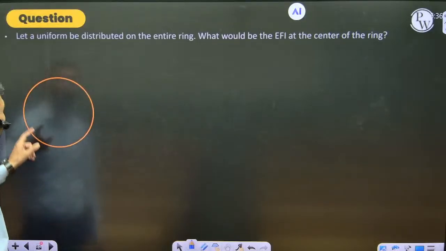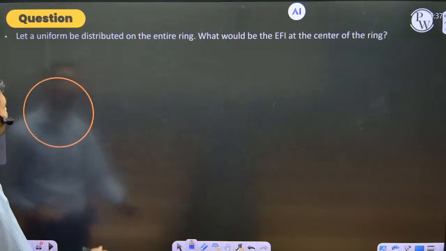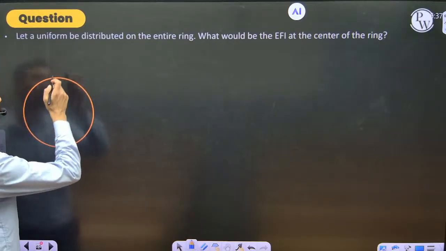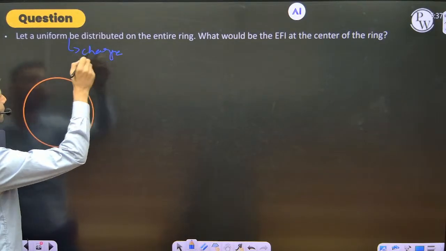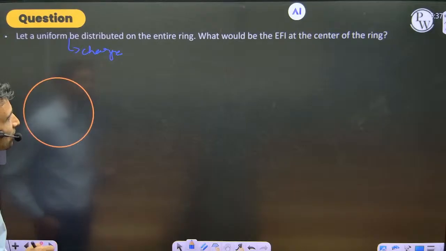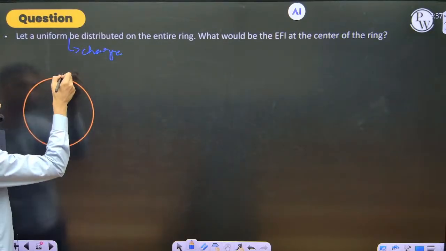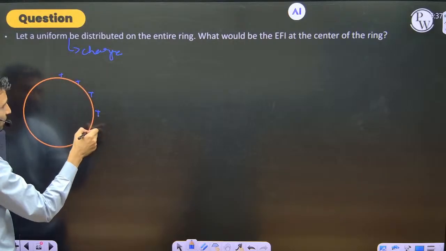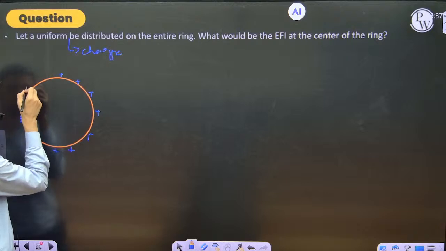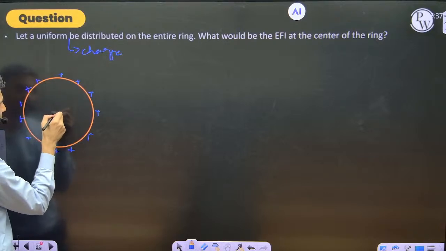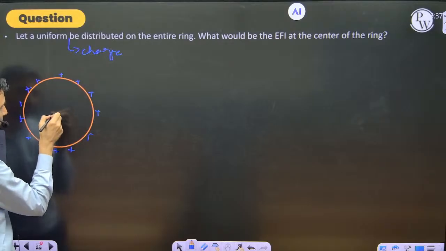Now let us say there's a uniform charge. Let a uniform charge be distributed on the entire ring. What would be the electric field at the center of the ring? So that means I'm giving plus charge everywhere. What is the electric field at the center? You have to find out.